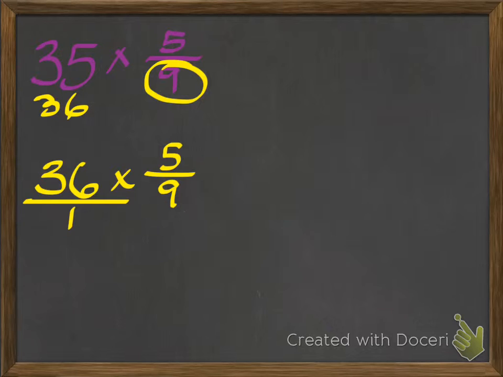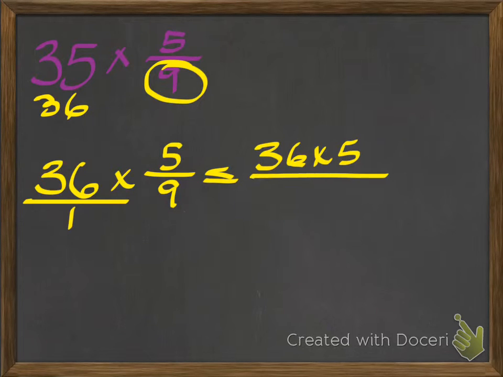So now I've got 36 first times 5/9. So I'm going to rewrite it, 36 times 5 and 1 times 9. And I'll be able to divide it by 9. So now I'm going to multiply 36 times 5.